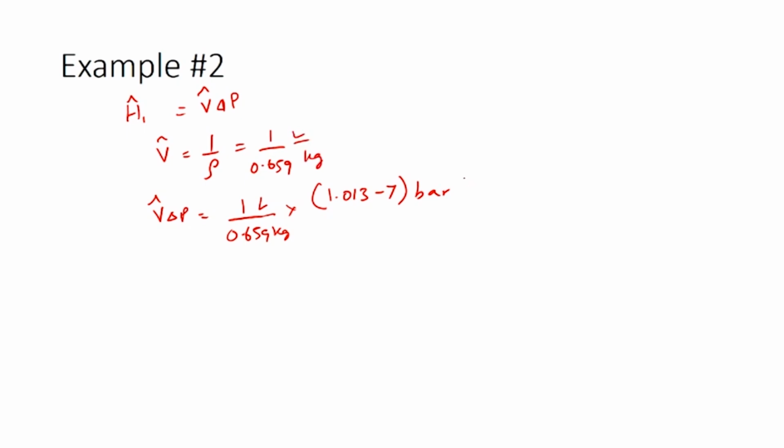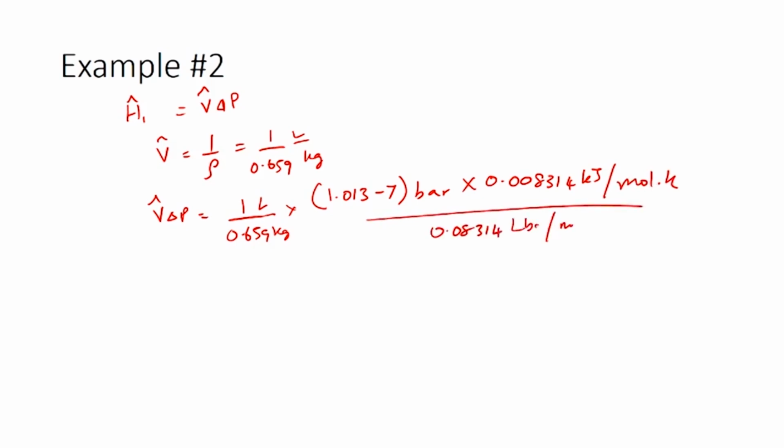So, for this conversion we can use the R value in terms of SI units and the R value in terms of bar, which would be 0.008314 kilojoules per mole Kelvin divided by 0.08314 liter bar per mole Kelvin. So, mole Kelvin will get cancelled off, bar will get cancelled off, liters get cancelled off here, and we end up with V cap delta P in terms of kilojoules per kilogram.